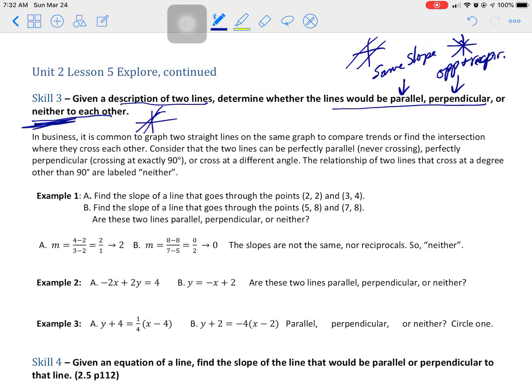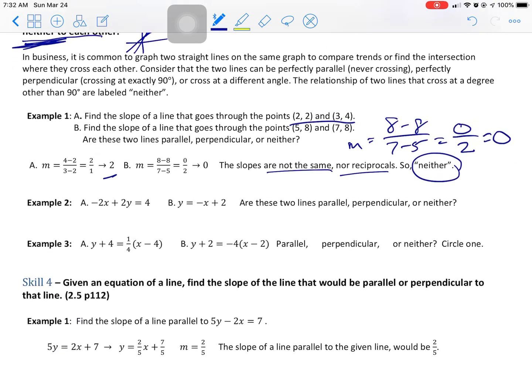So let's try this again. We have the same points, that comes out to a 2. Then we have some new points. 8 minus 8 over 7 minus 5 equals 0 over 2, which is a 0. These slopes are not the same, so they're not parallel, nor are they reciprocals of the other, so they're a neither. Okay?